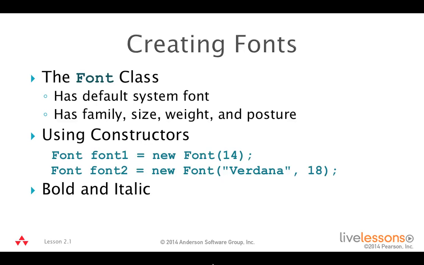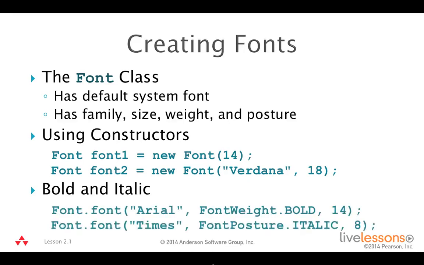You might also want to make your text objects bold, italic, or both. This is done with the static font method, which returns a font object. In the first example, we return a bold Arial font with point size 14. In the second example, the Times font is italic with point size 8. A couple of other things about fonts. There's another static font method that lets you set both bold and italic. With font weight, you can set semi-bold, extra bold, and others. And with font posture, you can set italic and regular.